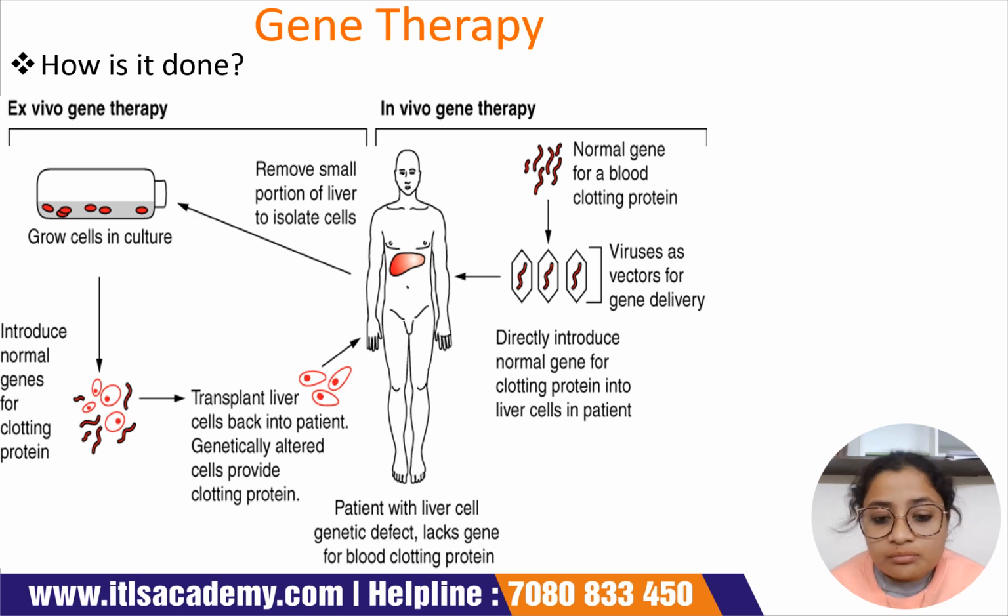And now what is the extra thing that the patient is having? The patient is having genetically altered cells which will start to produce the clotting proteins, because that was the problem of the patient. He was having a liver cell genetic defect, which is the genetic disease, as a result of which his body was not able to properly clot blood.